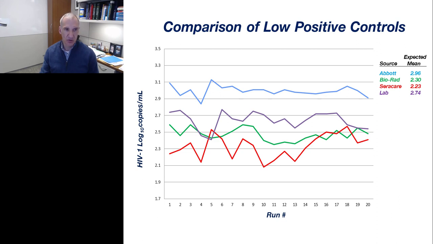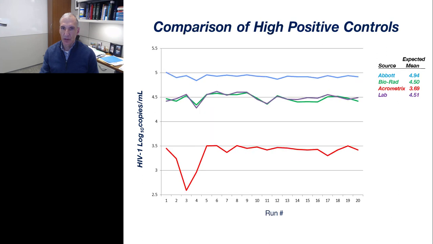Abbott's controls with the kit were right at where we expected them. The Bio-Rad low positive control was a little above. It was testing right around 2.5 logs, and it was indicated to be 2.3. Sericare was around the mean, but overall high. And our laboratory developed was around the mean as well, but overall just a little bit on the low side. The high positive controls, Abbott, Bio-Rad, and our in-house lab controls were all testing right on their expected value.